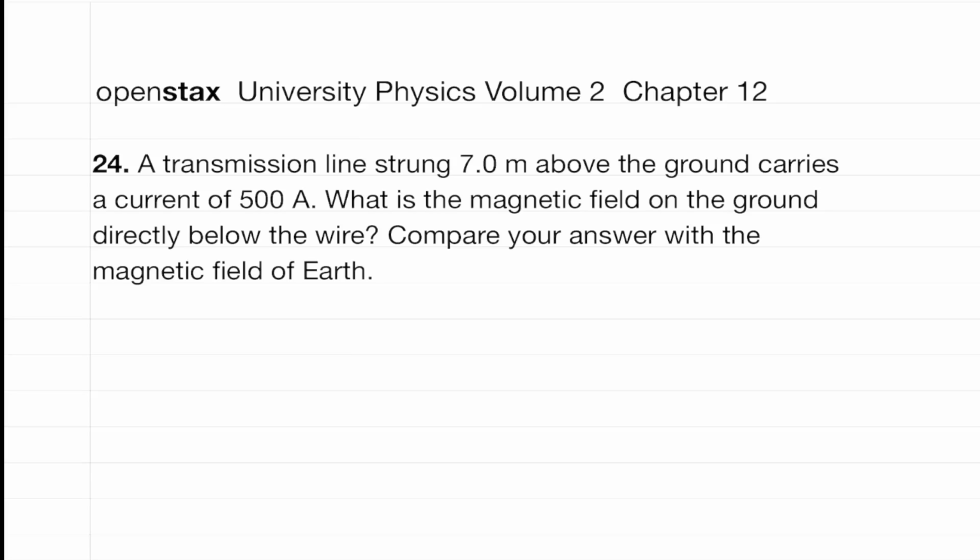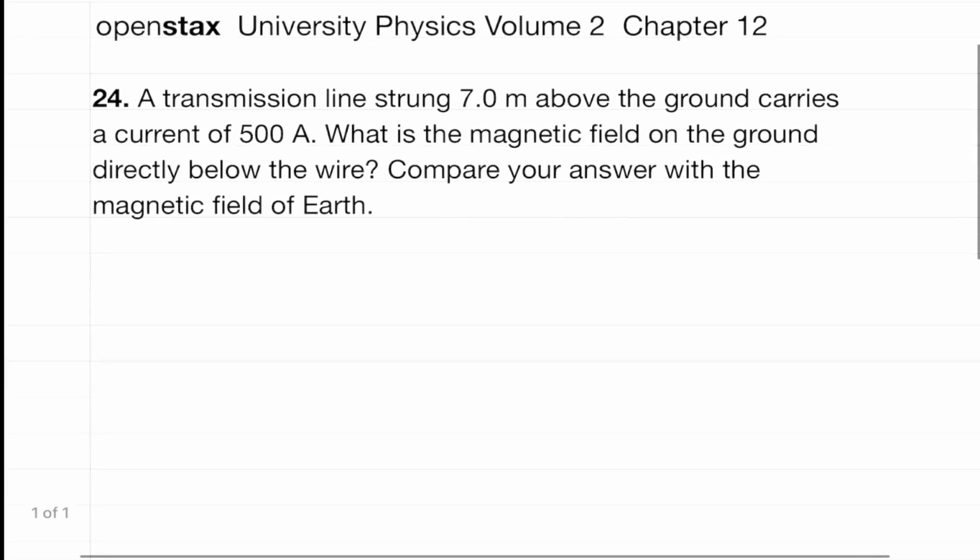Okay, so we have a transmission line, so a power line, strung 7 meters above the ground, and it carries a current of 500 amps. We need to find the magnetic field on the ground directly below the wire and then compare that with the magnetic field of Earth. Okay, so let's start with what we know.